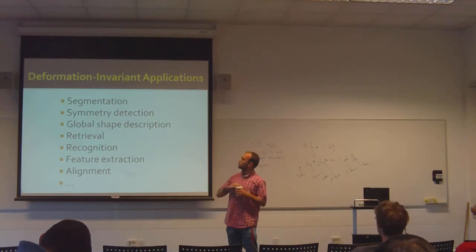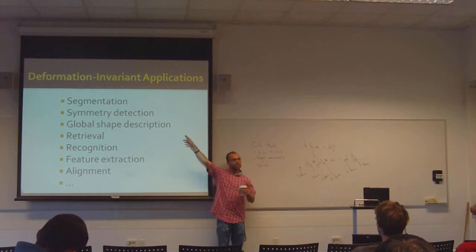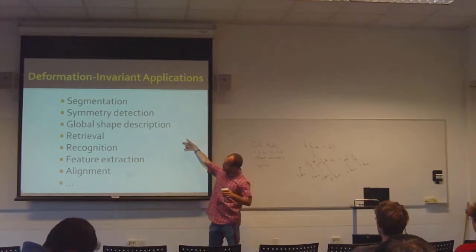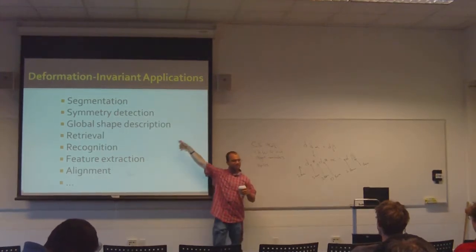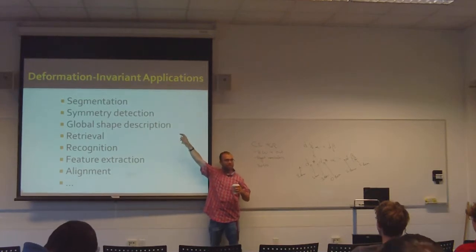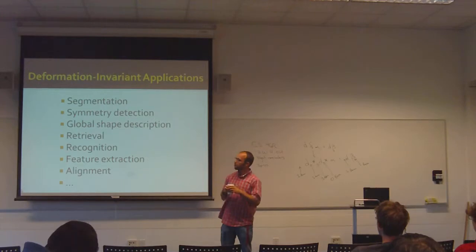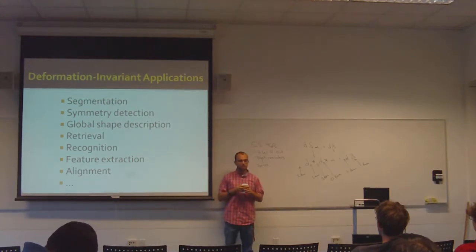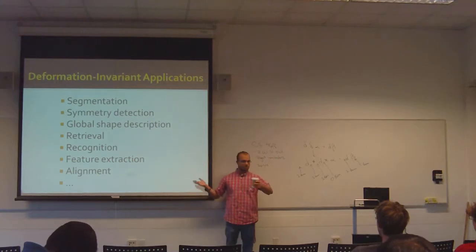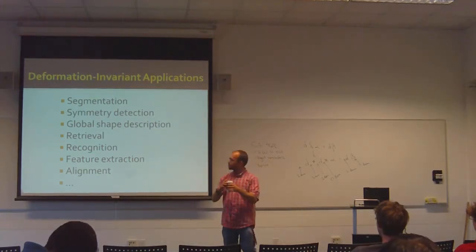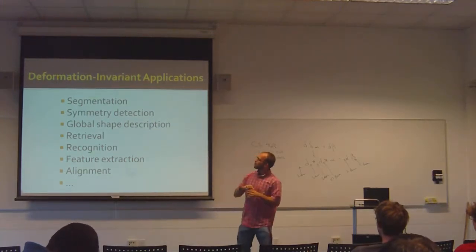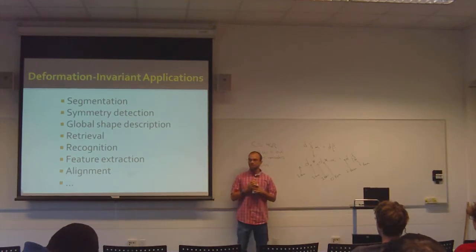Something else I might want to do is be able to globally describe a shape. So for instance, the two things right underneath it are instances of this task here. Maybe I have a whole database of teddy bears, and I want to be able to find the teddy bear in a particular pose. Or maybe I want to find the teddy bear in a database of teddy bears and cars. There are lots of different tasks here where you want some amount of deformation invariance that are quite useful.